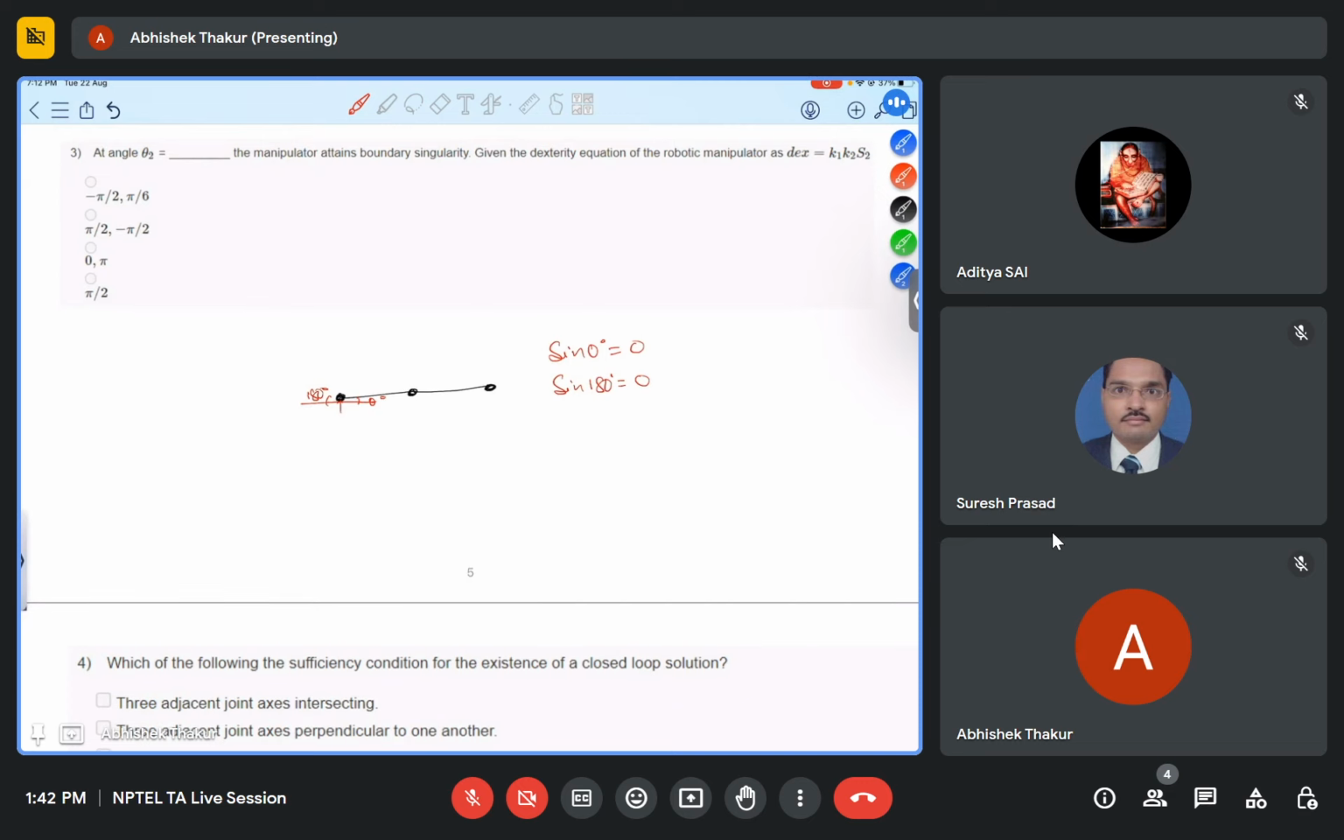So the correct answer for this question is theta is equal to 0, pi. So at this value, it will attain the boundary singularity. This means the manipulator arm will be at the boundary.